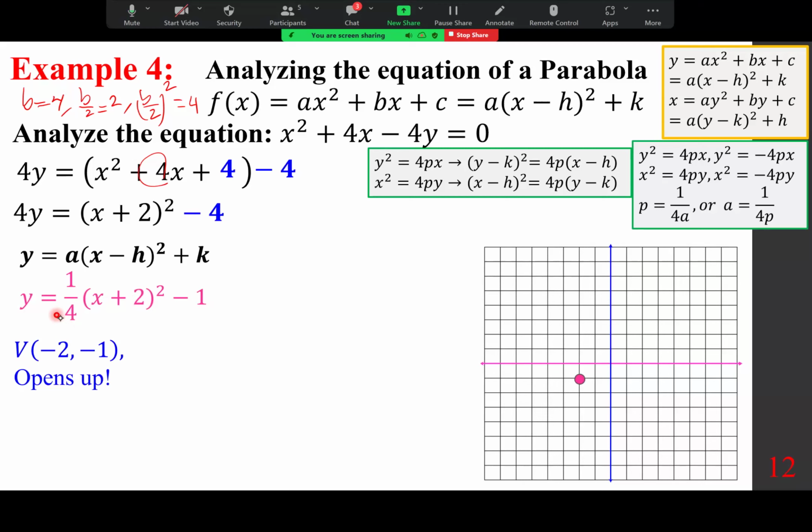So the vertex is located at (-2, -1), and it opens up. That means the focus is somewhere inside, and the directrix is a line beneath that. So we need to find the focal distance, and we know the relationship is p equals 1/(4a).